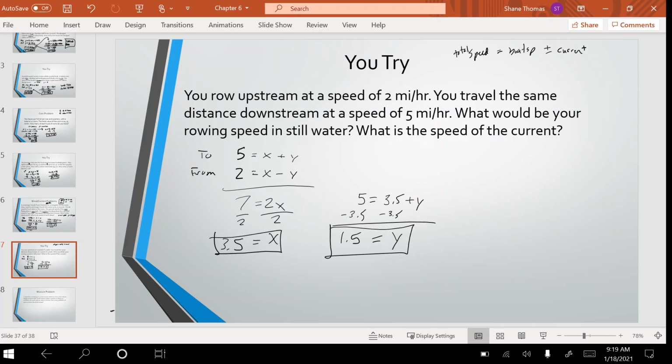What do they mean? X is and y is... Say that again. Yeah, x is air, y is wind. In this one here, this would technically be your rowing speed, which is the same as your airspeed if it was in a plane. And current is 1.5. Current and wind speed are similar.